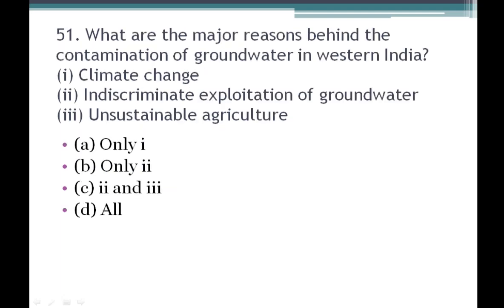Question number 51. What are the major reasons behind the contamination of groundwater in Western India? Number 1. Climate change. Number 2. Indiscriminate exploitation of groundwater. Number 3. Unsustainable agriculture. So the correct answer is option C, that is 2 and 3.